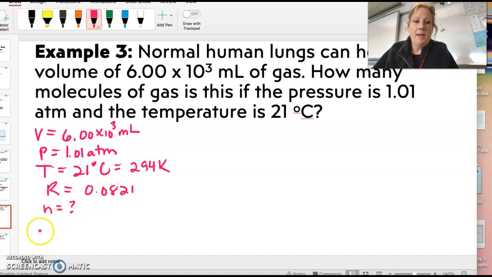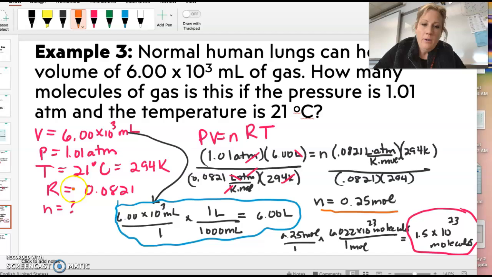I'm going to let you pause the video and try it, and then restart the video and see how you did, so you can check your work with mine. Just one thing, hopefully you caught that you would have to convert your volume. It always has to be in liters, so the milliliters had to be converted into liters. So I'm going to use 6 liters. And then when I plugged in up here, I got 0.25 mole.